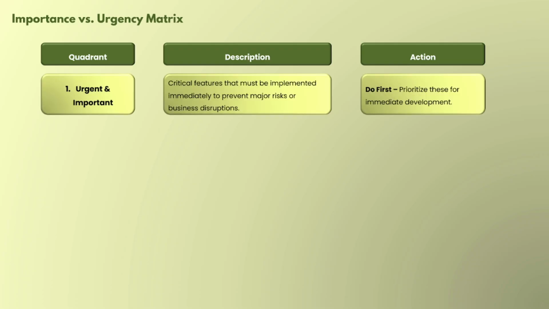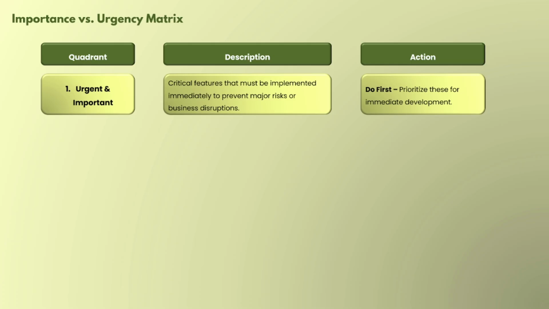So the first quadrant is urgent and important. Well, the description: what should be in this particular quadrant? Critical features that must be implemented immediately to prevent major risk or business disruptions. So the action for such a quadrant, whatever falls under urgent and important: do first. Prioritize this for immediate development.